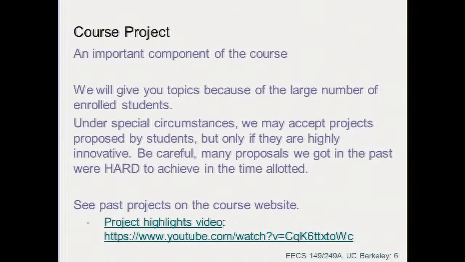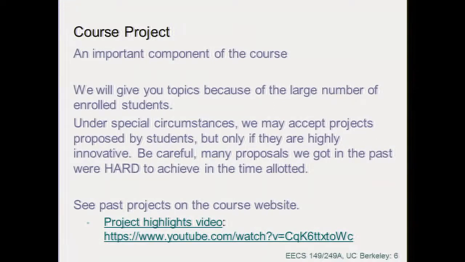Course project, aha! Now, in the past, we let the students come up with proposals. So, for example, you would come to me and say, oh, I would like to build a wonderful quadrotor that does this, this, that. I say, gee, nice idea, so go and do it, and that's it. Now, this works when you have 20 students. When you have 120 students, it's not going to work. So forget it.